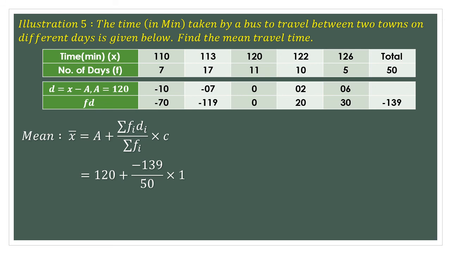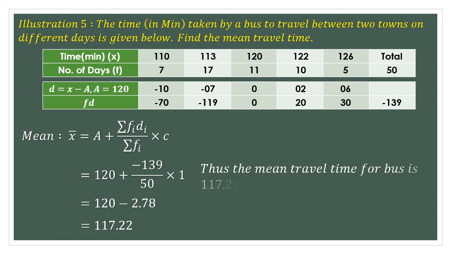Now A is 120, summation FIDI is negative 139, summation F is 50, and the common factor is not there, so I have taken it as 1. Just to simplify this, and you will get 117.22 minutes per day. Okay, so the statement will be thus the mean travel time for bus is 117.22 minutes per day. Simple, right? There is nothing difficult here actually. Just rewind this video if you have any doubts, and you will understand that it is actually very easy.